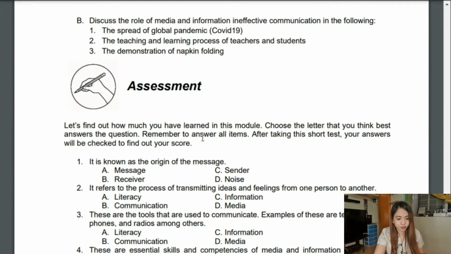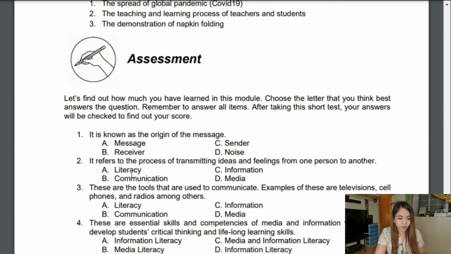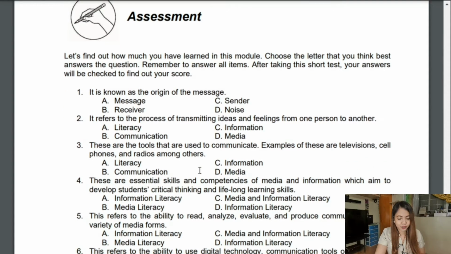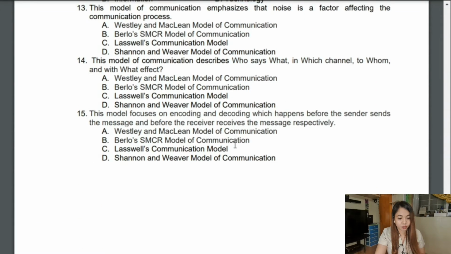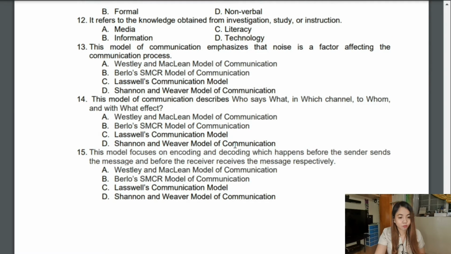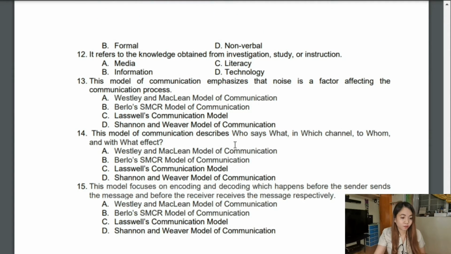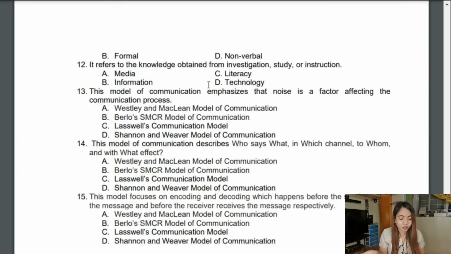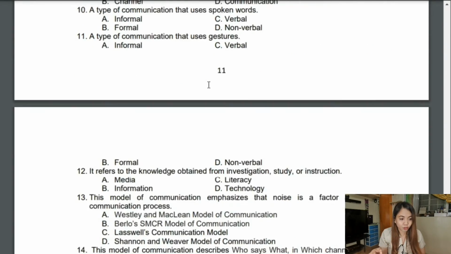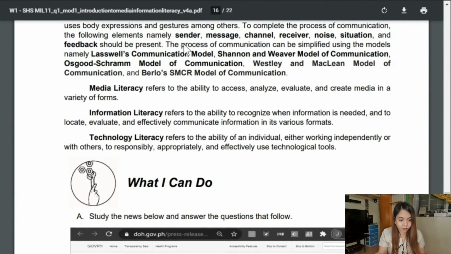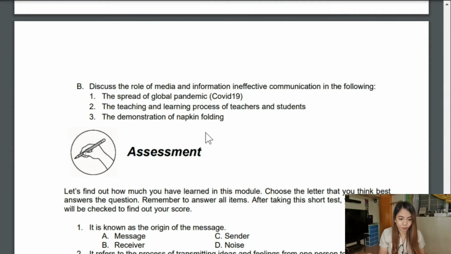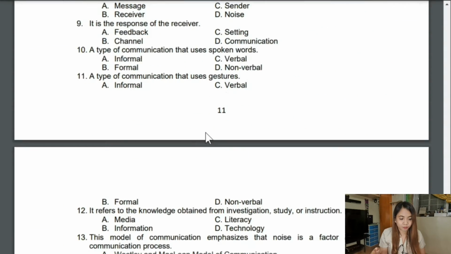Okay, so another assessment. So for this assessment, again, I've told you, never look at the answer key at the bottom of this module. So you will be answering this question. So we have, how many is this? Okay, we have 15 questions. This is just the same question you have answered during the first part of the module. So the purpose of this, bakit sila parehas, is that you will compare your two scores. Your first score, if you have improved while learning or answering and reading this module. So your second score should be higher than the first one.